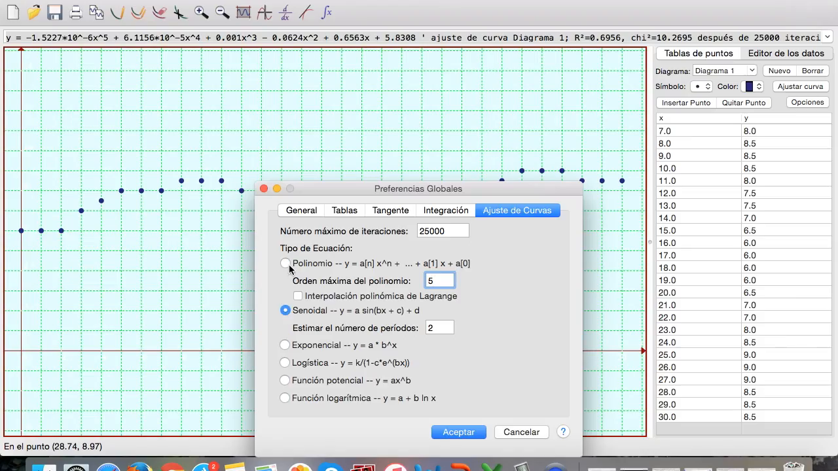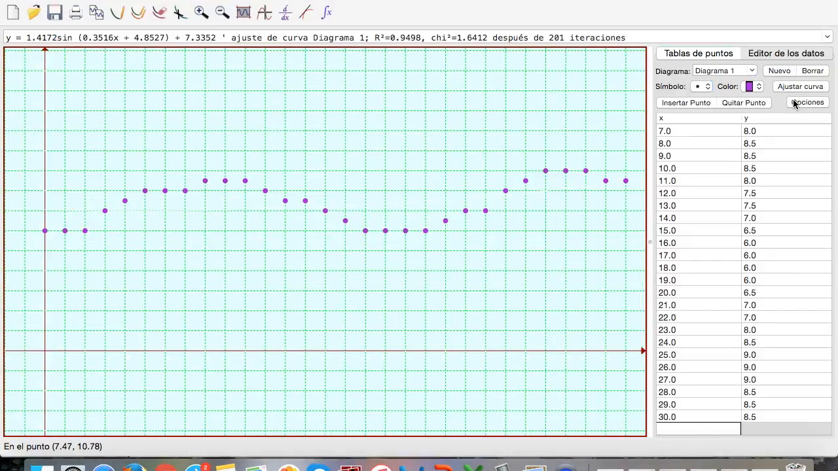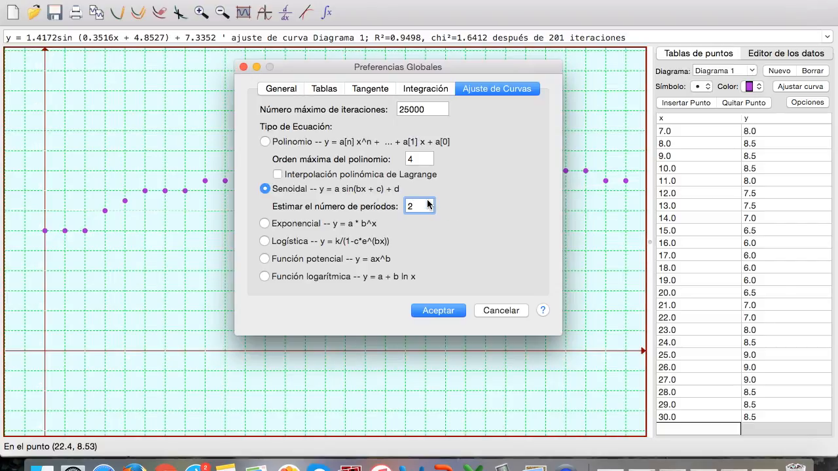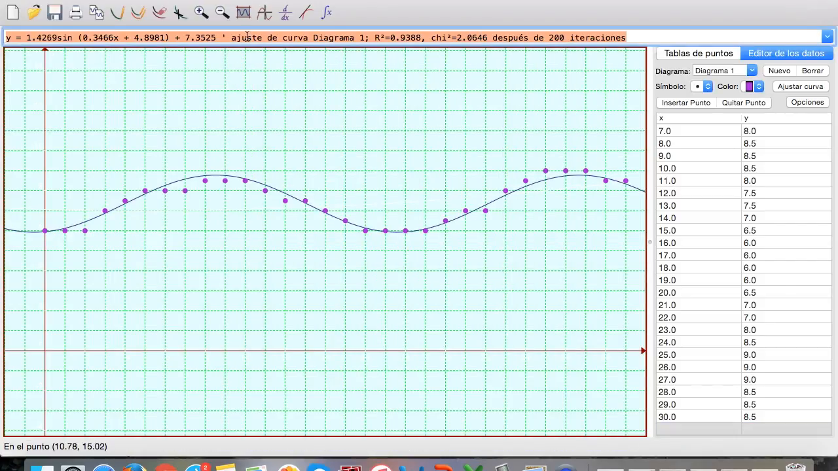During this part, we had to find two regressions that fit better with the coordinates. So we find a polynomial that was more accurate, and here we can see the equation. And we also find the sine function that was the most accurate, and here we can see the equation.